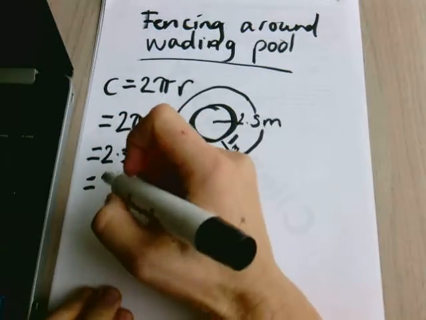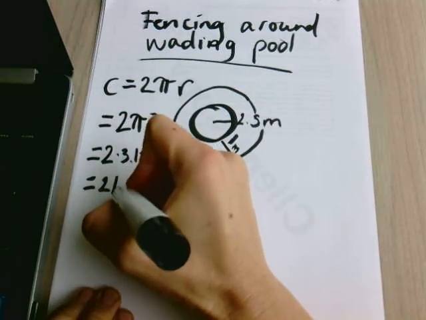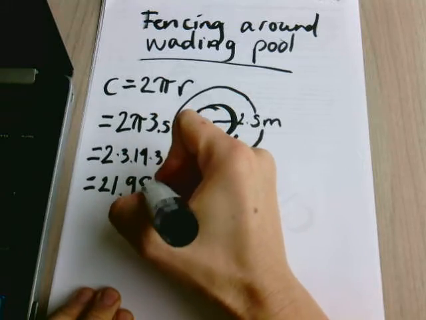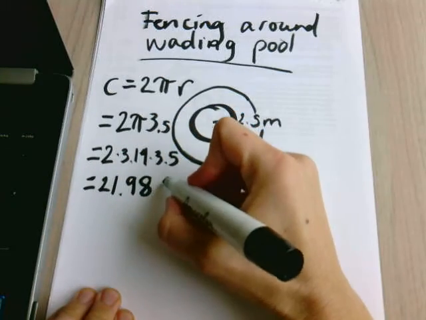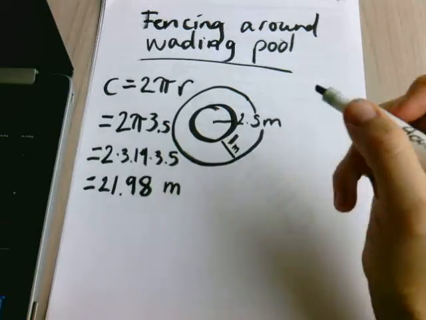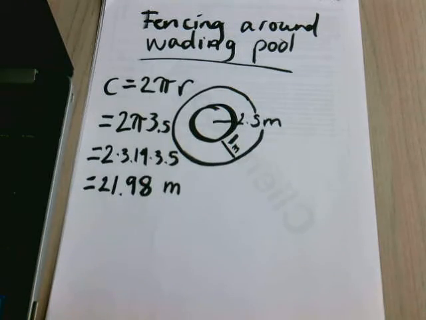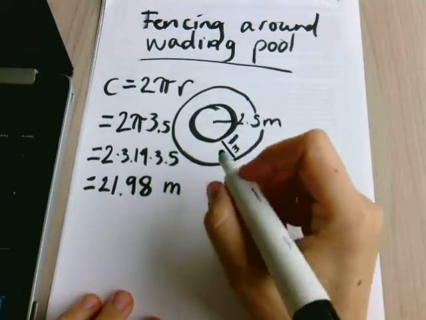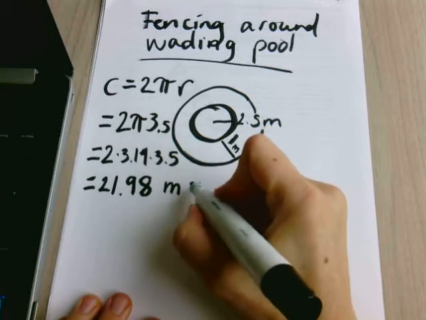So that gives us 21.98 meters. Okay, so the length of that is the length of the fencing required.